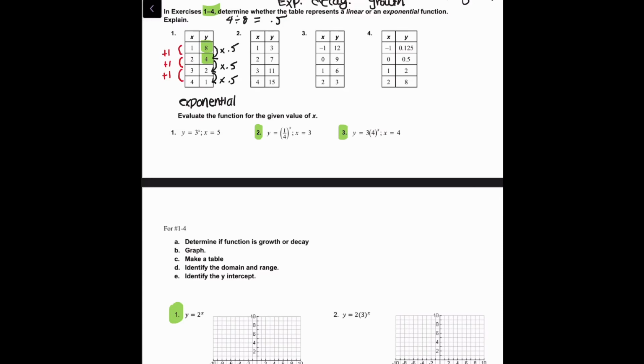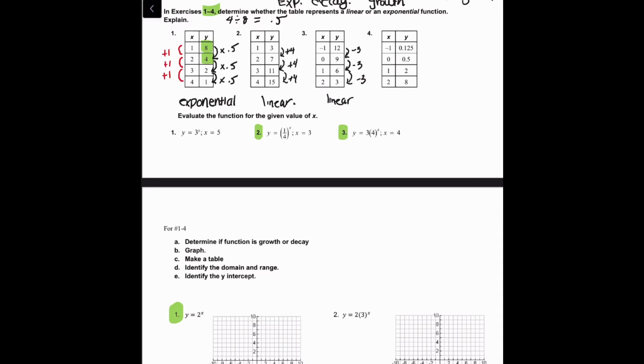And the next one, the x's go up by 1 each time, which is great. So now we check the y's. In this case, we're adding 4. Let's see if it happens again. Yep, add 4 and add 4. So we know this is linear. Number 3, we're going up by 1 in the x's, which is great. Check your y's. So for the y's, if I subtract 3, we get to 9. If I subtract 3 again, we get to 9, and it works each time. So this is a linear function again.